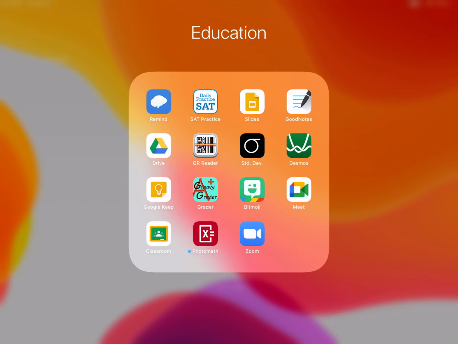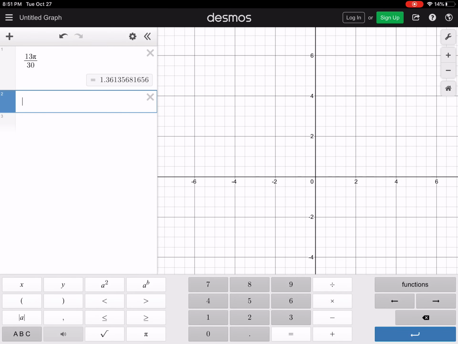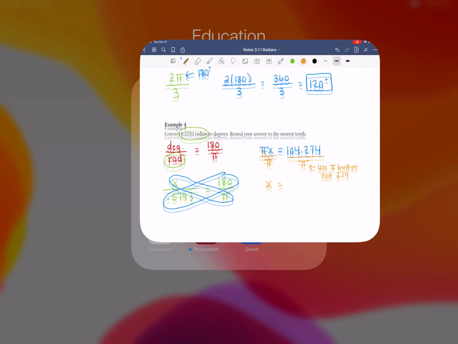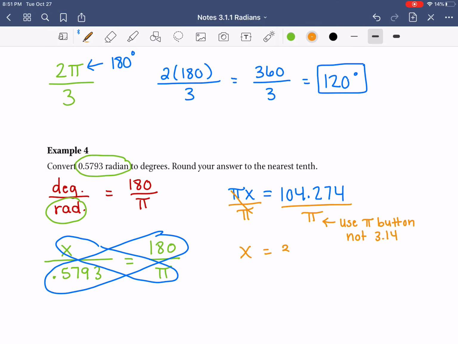Okay. So in my Desmos calculator, I can do 104.274 divided by pi, and I get 33.19. The problem says to round to the nearest tenth. That's 1 decimal place. So there's a 1 right there. And then you look at what's after it. There's a 9. So you have to round up. So 33.2. These are in degrees.